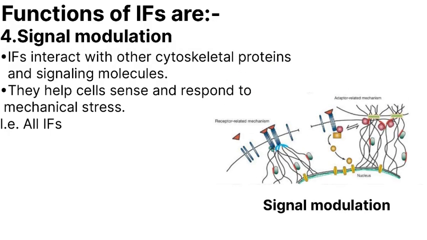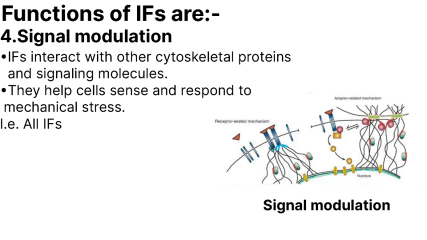Correct? Then another function of IFs is signal modulation. Yes, they actively regulate cell signaling pathways that control many things like cell growth, shape, stress response, and migration. IFs sense mechanical stress like stretching and compression, and they convert it into biochemical signals.